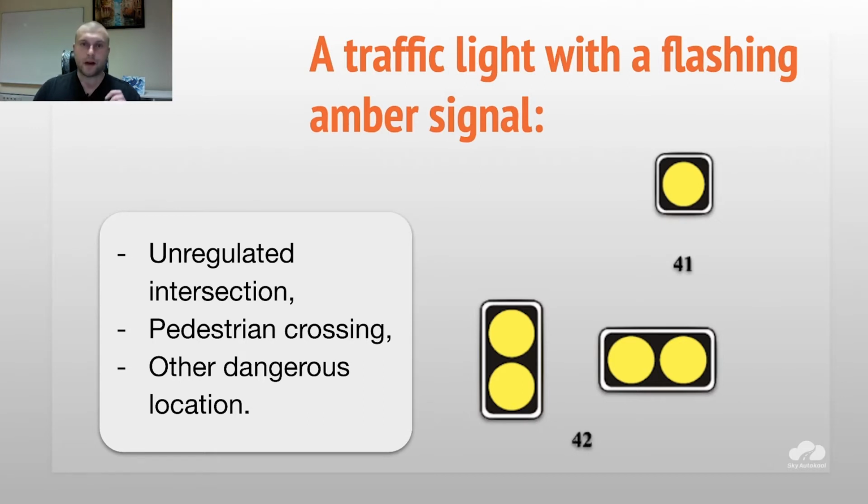Let's talk about a traffic light with the flashing amber signal. If you see one yellow light blinking all the time, flashing, it most possibly means, if it's on the crossroad, that it's an unregulated intersection. Then you have to follow the signs. Or it can also warn you about a pedestrian crossing nearby, informing you to be more careful, or other dangerous locations, for example construction works.